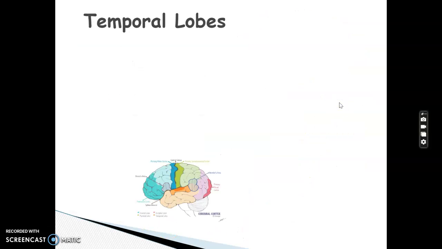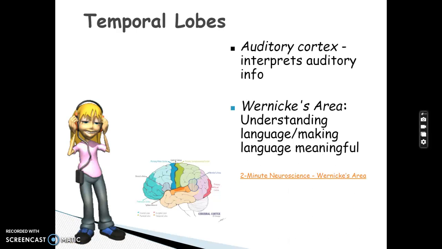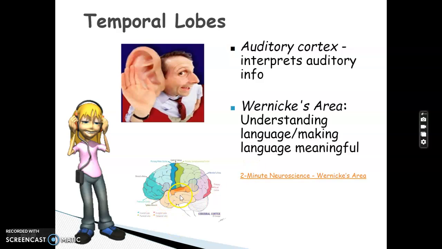And then finally, the temporal lobes. The temporal lobes sit right above our ears. So you can think, if you know where your temple is, they sit right by your temples. Unsurprisingly, with the location of these, the temporal lobes deal with audition. The auditory cortex, which is right here, is where we process hearing.